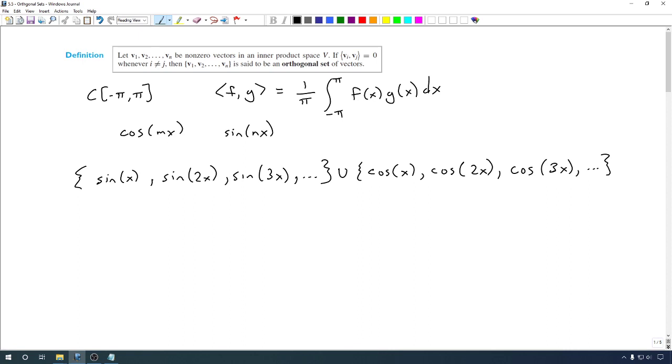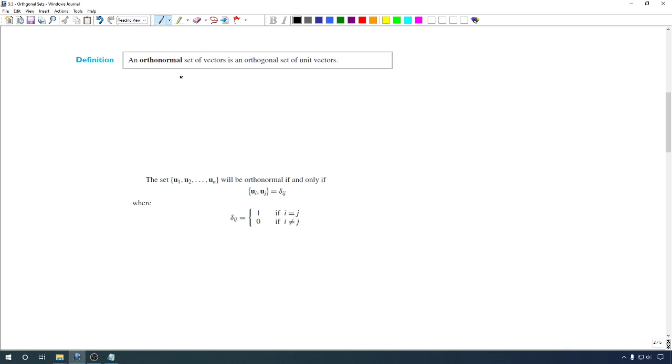Now we can go one step further. Since we showed that all the sines and cosines have norm 1, that was part of the exercise that we did, we can actually say we have an orthonormal set. An orthonormal set is simply an orthogonal collection of vectors that is all unit vectors. If they're all unit vectors, then they're called orthonormal.